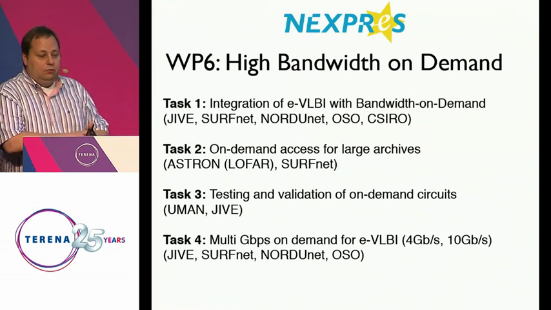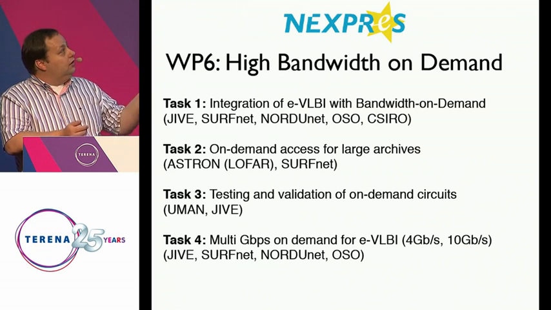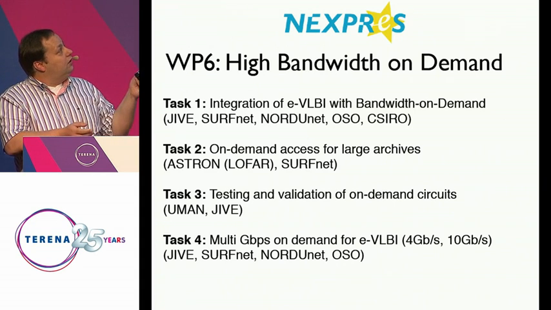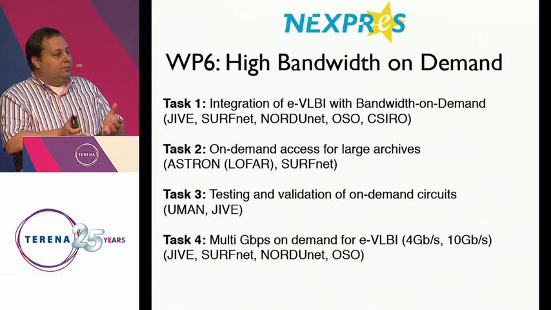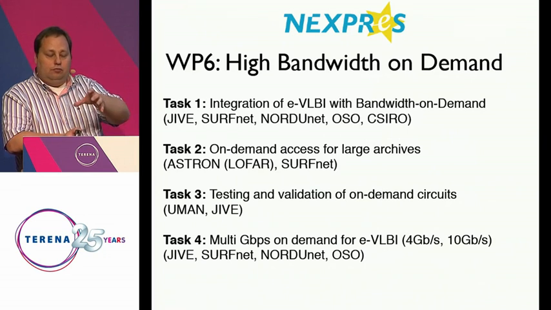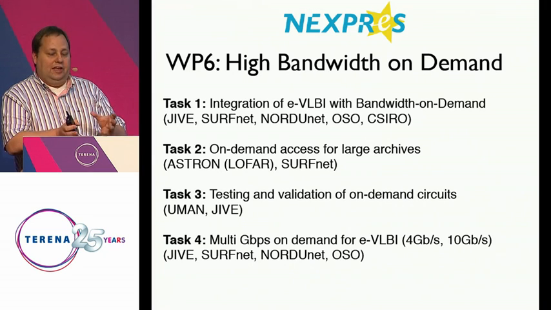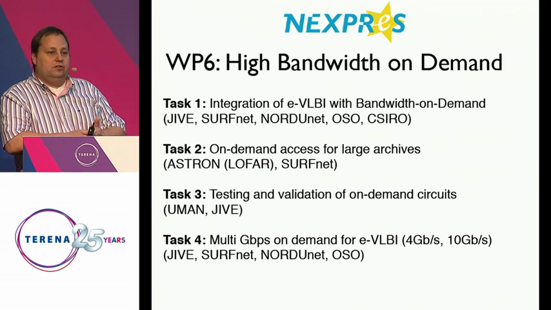So work package 6, high bandwidth on demand, has a number of tasks that we are dividing the work into. Task 1 is integrating eVLBI with bandwidth on demand, which is basically the thing I just showed, using it for our eVLBI operations. Task 2 is to research bandwidth on demand for transferring data between LOFAR long-term archive sites. We also want to be able to test and validate the paths before we start putting actual astronomical data from actual telescopes on it. And the fourth task is to go to higher speeds on bandwidth on demand international paths.